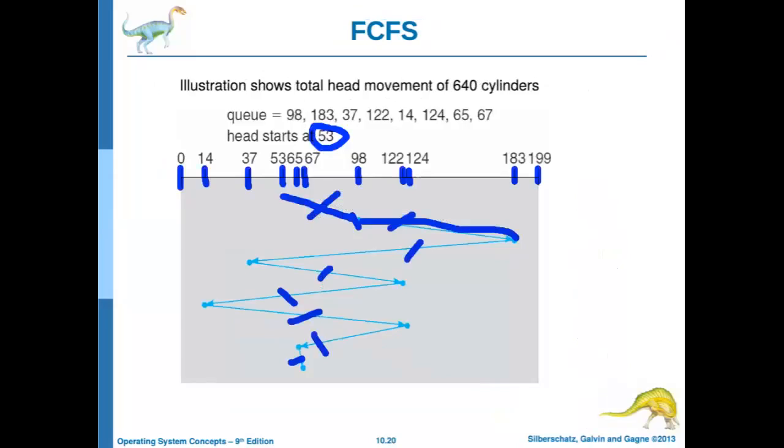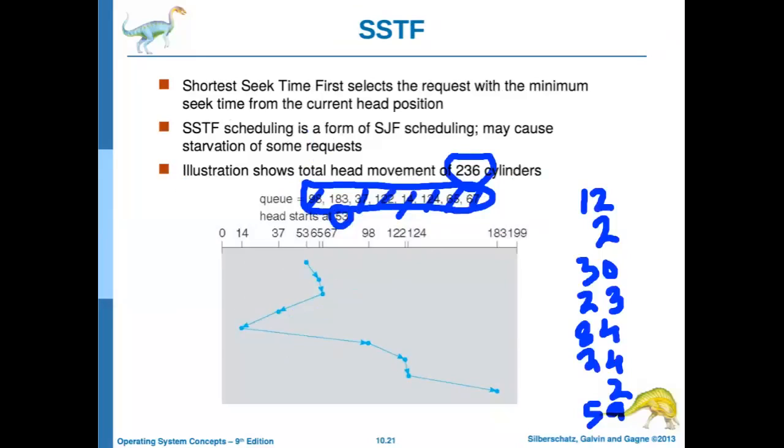Now 640 cylinders for FCFS versus SSTF, that is shortest seek time first, that results in 236 cylinders. So definitely this is more effective than FCFS, right?